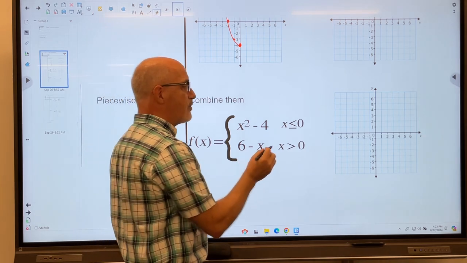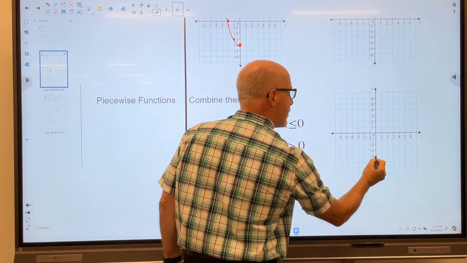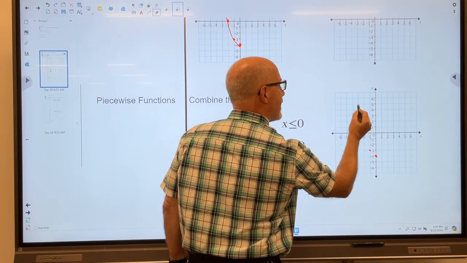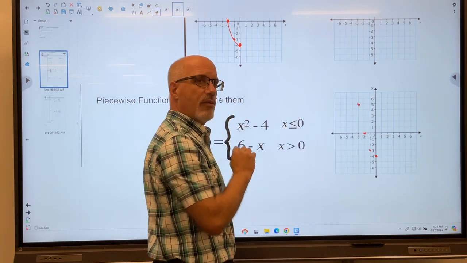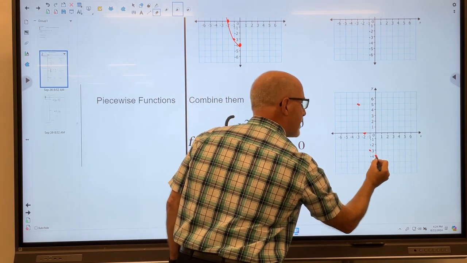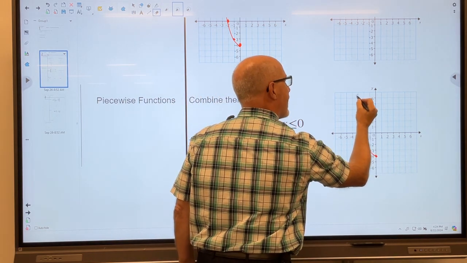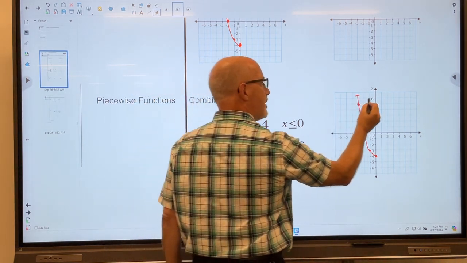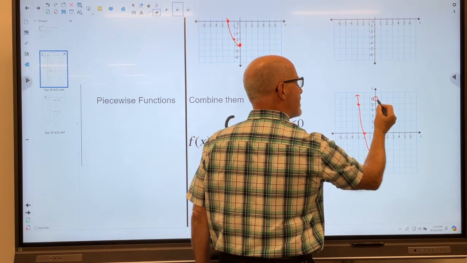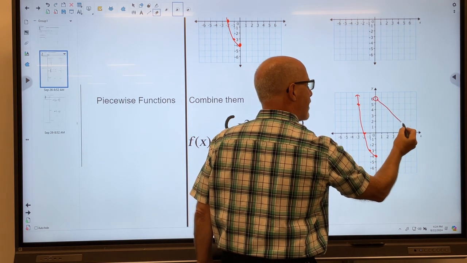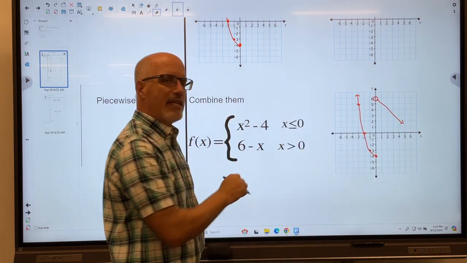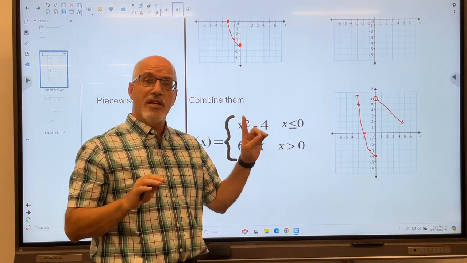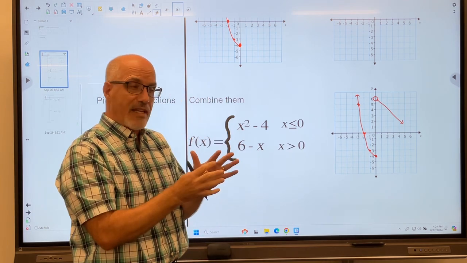So x squared minus 4, if you recall, looked like this, where we had these numbers. And so this is what the graph looked like when we did it before. And we connect these. So we've got this half of the parabola. And then this graph, if you recall, was up here in open dot at 6, and then it went down from there. That is what a piecewise function looks like. It looks like the pieces of two, in this case, two different functions put on the same grid.